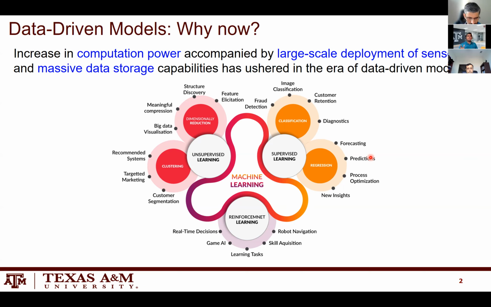So why are we doing data-driven models right now? Why is there so much emphasis? Most of you already know it's a combination of 3 things: computation power, deployment of a lot of different types of sensors, and massive storage, right? So those 3 have led to this data-driven revolution. We develop a lot of different models. Now, if you look over here, these are some of the popular use cases of the 3 most popular branches of machine learning: unsupervised, supervised, and reinforcement.